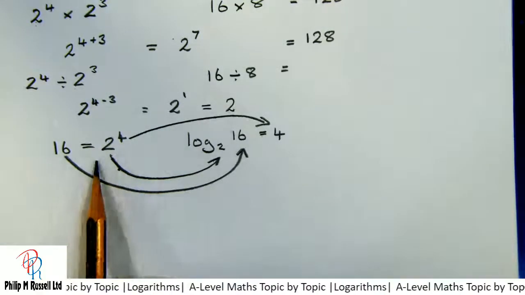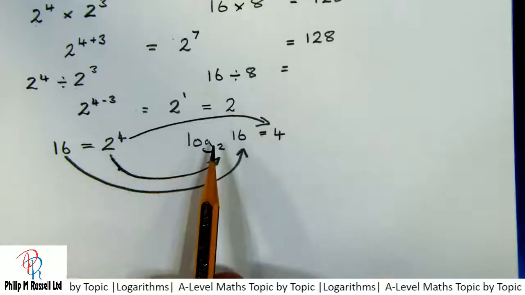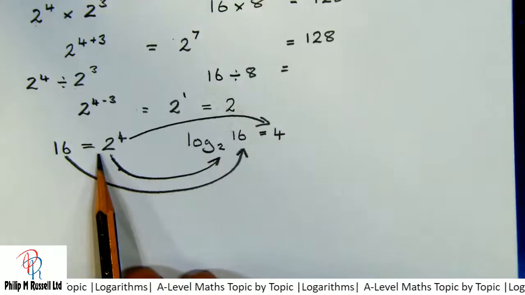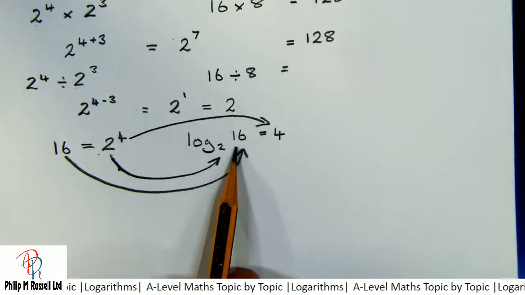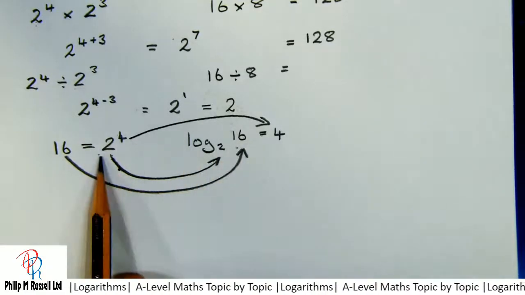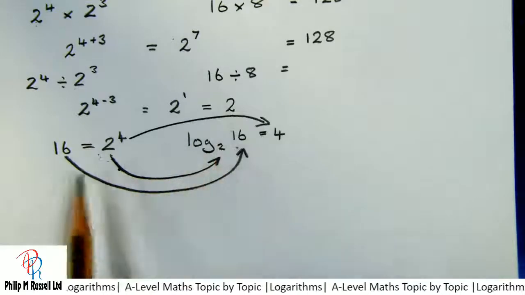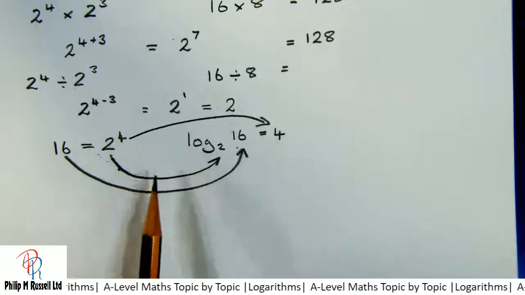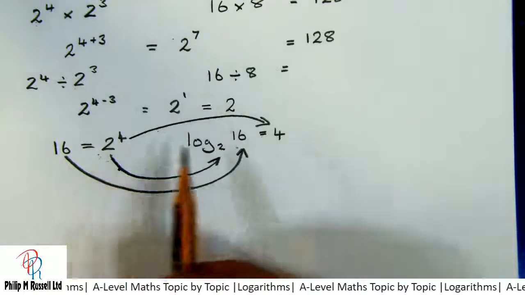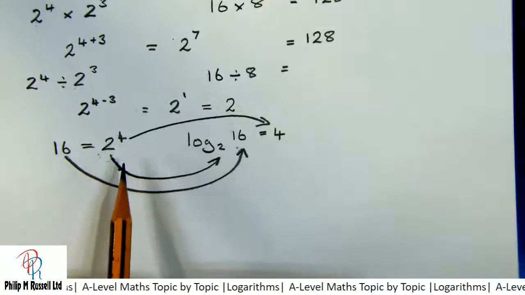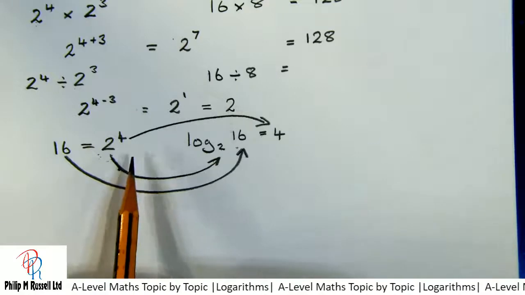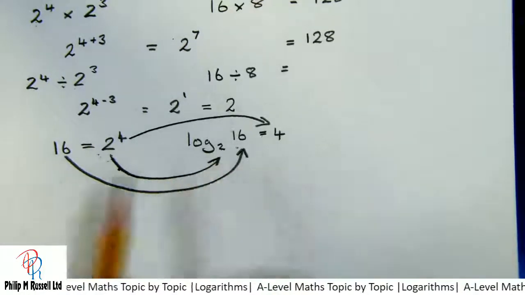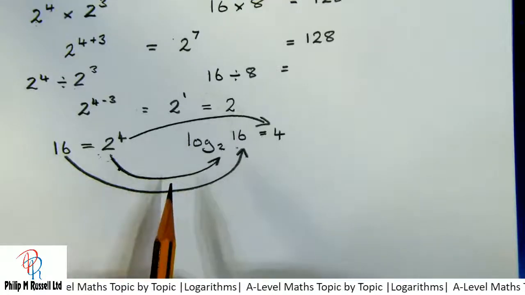So these two are equivalent statements. If you write this, you could have written that. And if you've written that, you could have written it the other way. They are the same. And so what you have to be able to do in A-level maths is convert one of these to the other, basically almost without thinking about it.